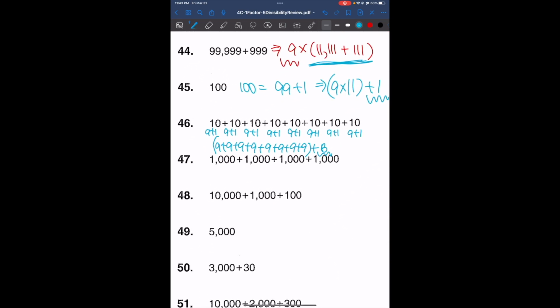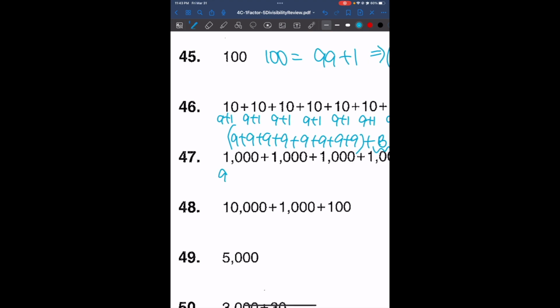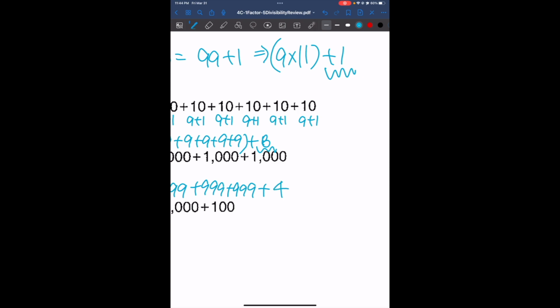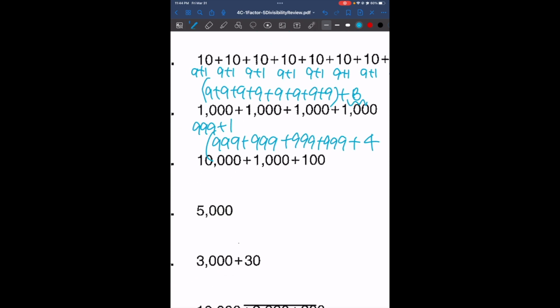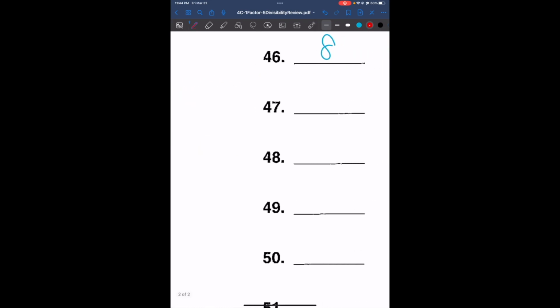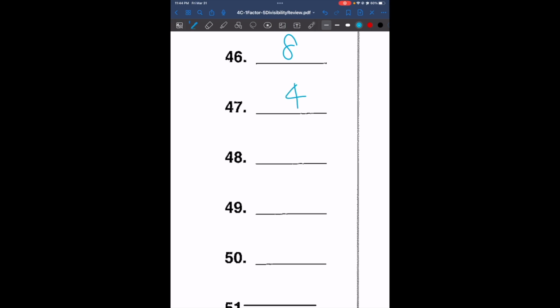Then we know that 1,000 is 999 plus 1. So it's going to be 999 plus 999 plus 999 plus 999 plus 1 plus 1 plus 1 plus 1. So it's going to be plus 4. And so this portion is all divisible by 9, but 4 is not. So 4 is going to be our remainder.